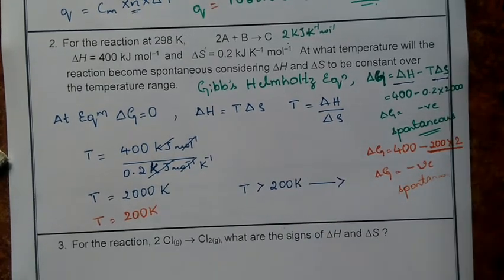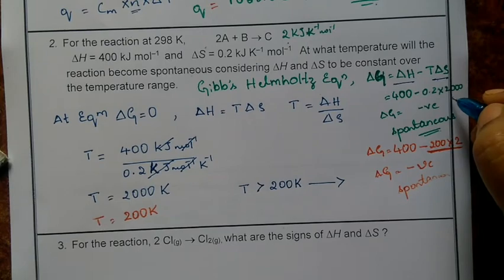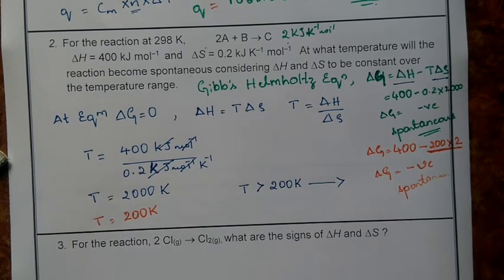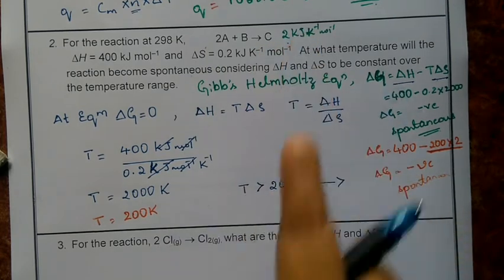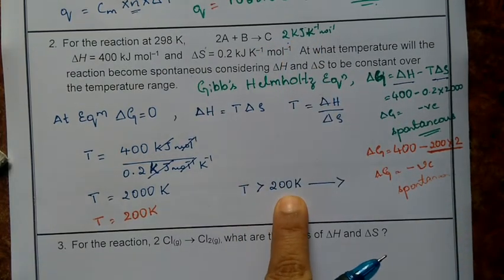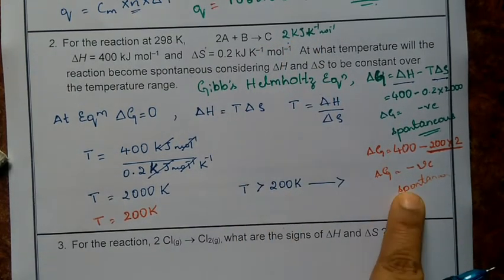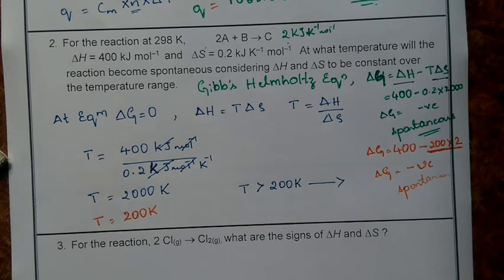Here no problem. If the temperature is 2000 Kelvin, the reaction is spontaneous. But if our delta S is 2, then the temperature should be greater than 200 Kelvin, and only then does the reaction become spontaneous. That's how we need to relate the spontaneity with the temperature. Clear?